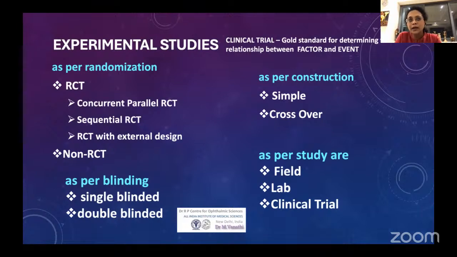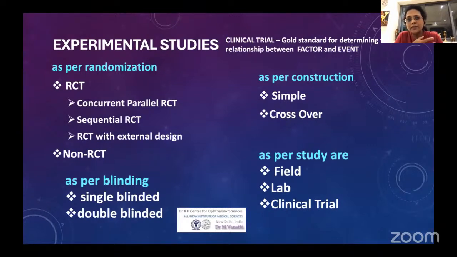If you can't randomize, then it becomes a non-randomized study here, but then you also have an element of bias here when you're doing a non-randomized study. Simple randomizations, crossover randomizations, again, are more complex study designs here. They could again be single-blinded and double-blinded, as I told you.